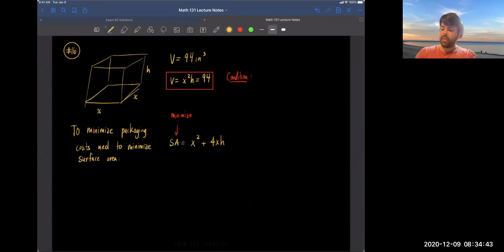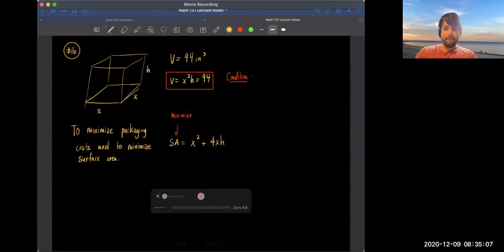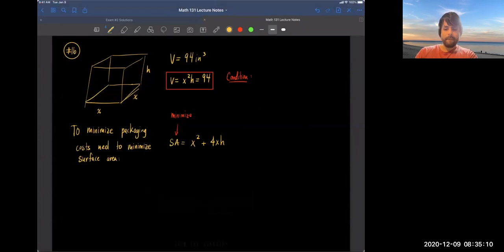I want to get rid of h. I don't want this function to be in x and h. I want this function to depend just upon x. So I have to use my condition to do something. And what is that something? Let me ask: what's easier to solve for in this condition? Is it easier to solve for x, get x by itself, or get h by itself?